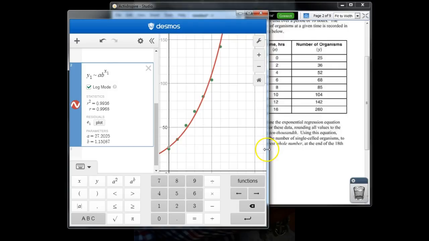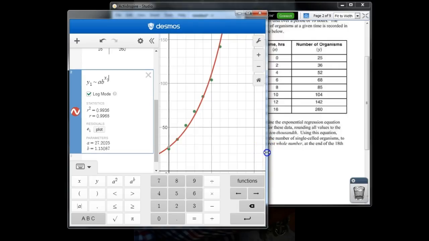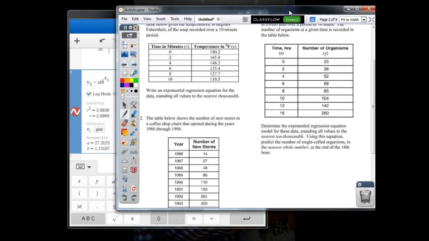So 1,000 in decimal is 3 decimal spots, right? Tens, hundreds, thousands. So I'm just going to write it how it is. I'm not going to worry about the whole rounding. Okay, so it's Y equals A, which is 27, and then 3 decimal spots, times 1.150 raised to the power of x. So that's the equation, right?